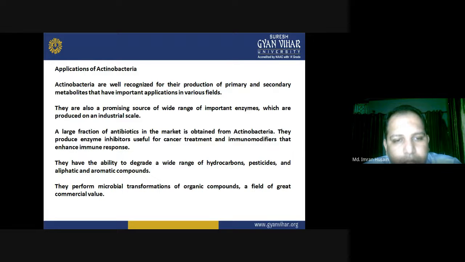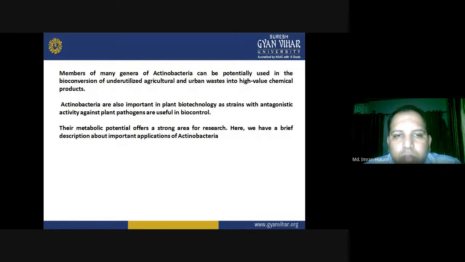They produce enzyme inhibitors used for cancer treatment and immunomodifiers that enhance immune response. They have the ability to degrade a wide range of hydrocarbons, pesticides, and aliphatic and aromatic compounds. They perform microbial transformation of organic compounds, a field of great commercial value. Members of many genera of actinobacteria can potentially be used in bioconversion of underutilized agriculture and urban waste into high-value chemical products.